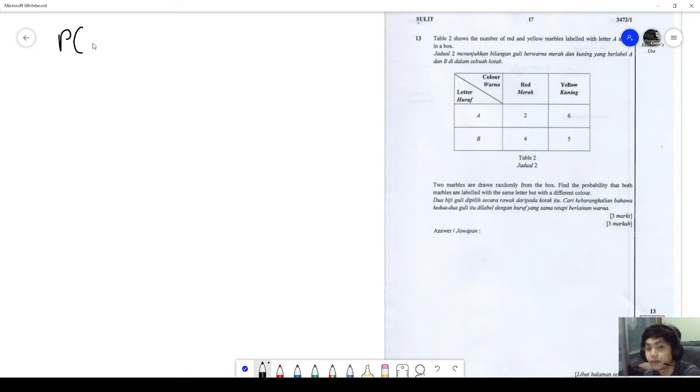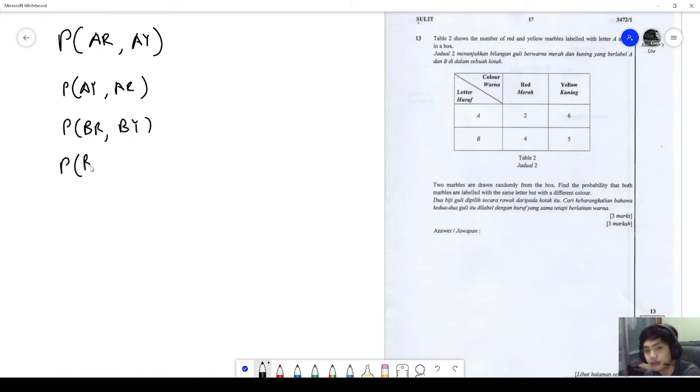So it means that we are looking for the probability of A red and A yellow, or the probability of A yellow, A red. Notice that they will be the same thing later. So let me just write them down first before writing into an equation. And the probability of B red, B yellow, and vice versa, B yellow, B red.